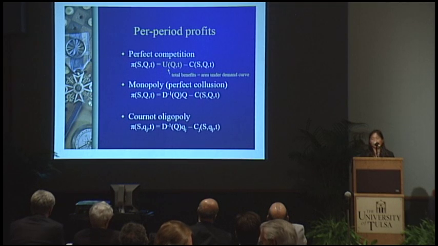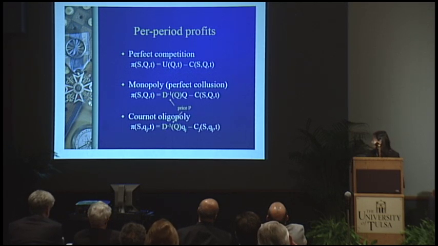And that's because when you take the first order condition of total benefits, it's going to be the same as the first order condition if you have just price versus quantity where they're price takers. So that's how I model the per period benefits for perfect competition.